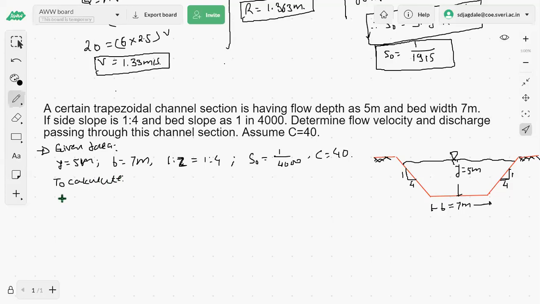क्या क्या पूछा है उन्होंने? वेलोसिटी ऑफ द फ्लो और डिस्चार्ज कितना पास हो रहा है उस सेक्शन से, वो हमें पूछा है. कंप्लीटेड अप टू दिस? यस सर. ओके, नाउ बोलो कैसे निकालोगे फी और क्यू. पहले फी का इक्वेशन बोल दो.